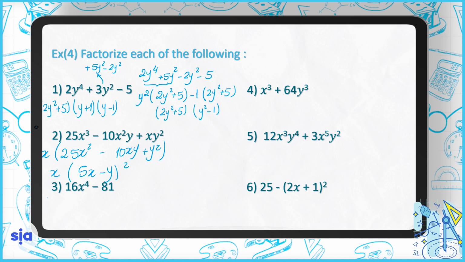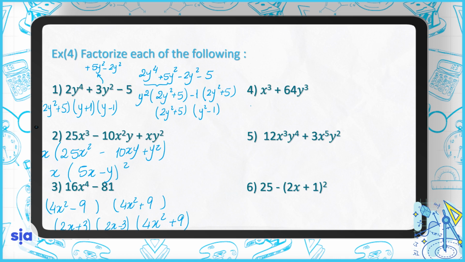Question 3. Yes, this is the difference between two squares. So these are the two brackets that we have: 4x squared minus 9 and 4x squared plus 9. The 4x squared minus 9, yes, can be factored more as 2x plus 3 times 2x minus 3, multiplied with 4x squared plus 9.